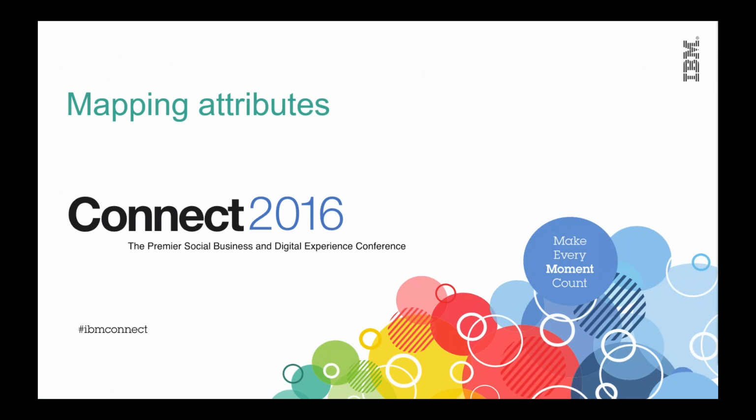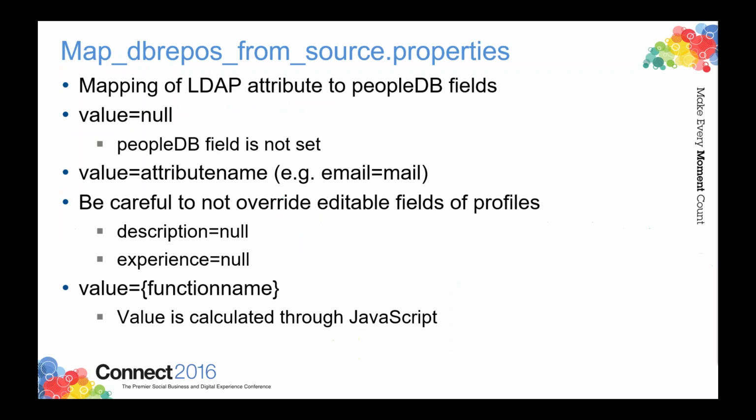So how can we map the attributes? I already told you it's stored in the mapdb repos from source property file. You can write down the LDAP attribute and the peopledb field. When you set a value equal to null, the attribute is not set within the database. When you set a value equal to an attribute name, it just stores the value of the LDAP attribute within the database.